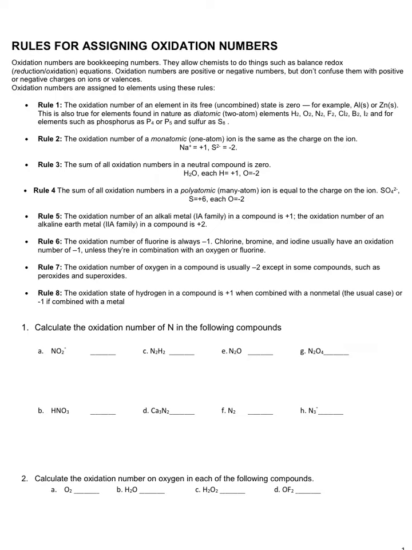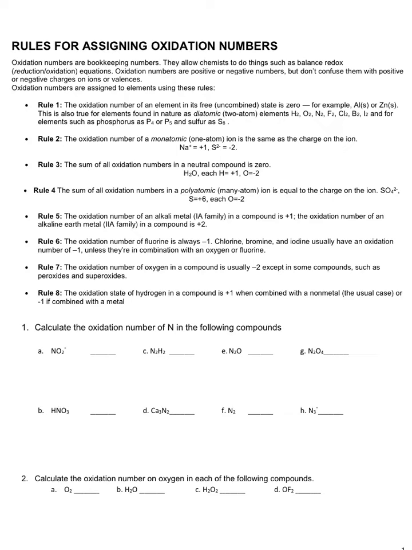So oxidation numbers are used for bookkeeping purposes. They allow chemists to balance redox reactions, oxidation-reduction reactions. They allow us to determine if a reaction is an oxidation-reduction reaction. Oxidation numbers can be positive or negative. They can be integers, or they can even be fractions.